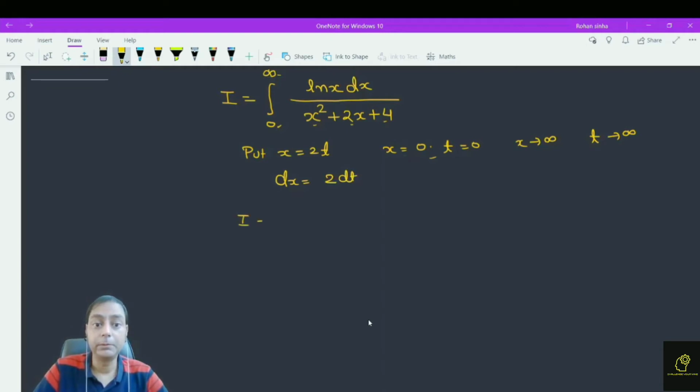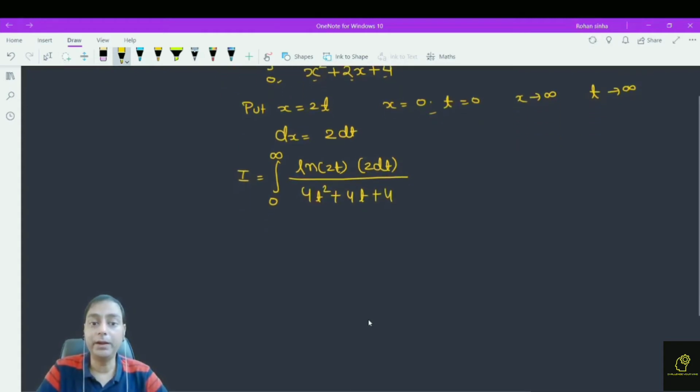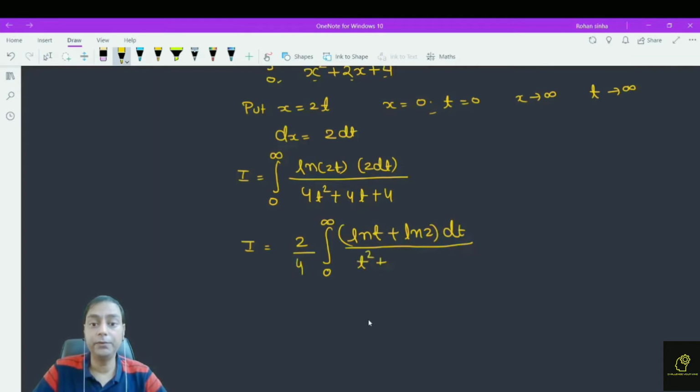So putting it in I, the limit is from 0 to infinity, log of 2t, dx is 2 times dt, and in the denominator it is 4t squared plus 4t plus 4. Now taking 2 outside the sign of integration, we find 2 times the integral from 0 to infinity of (log t plus log 2) dt, and taking 4 common from the denominator, t squared plus t plus 1.